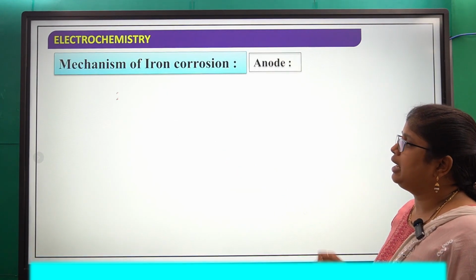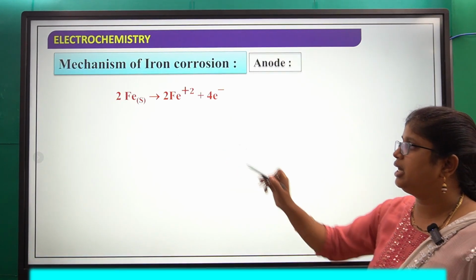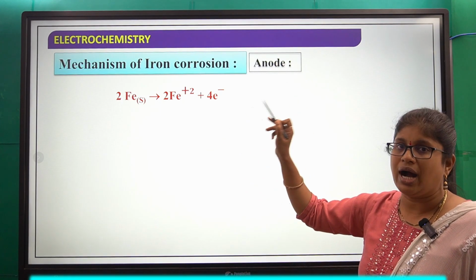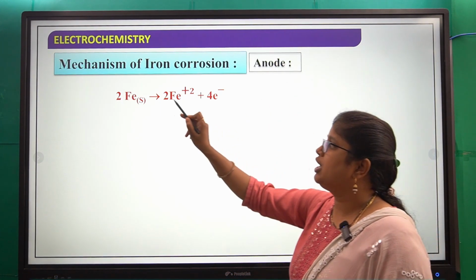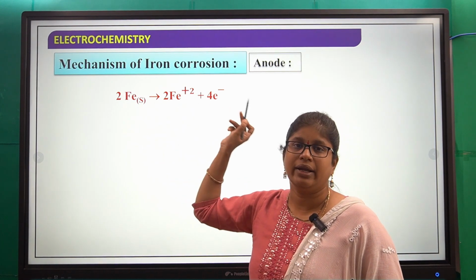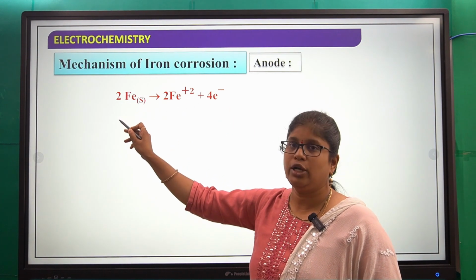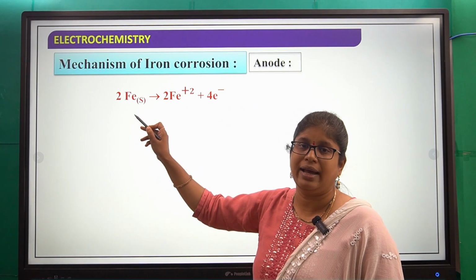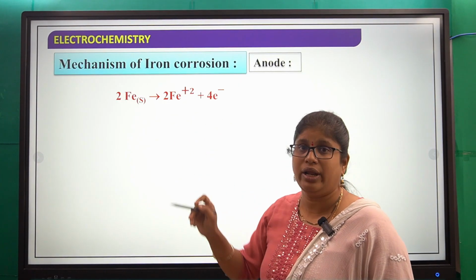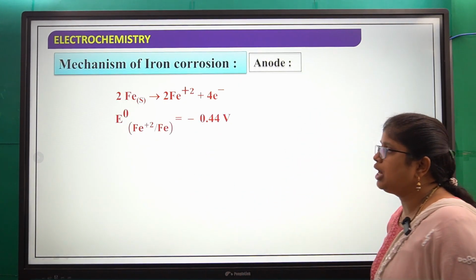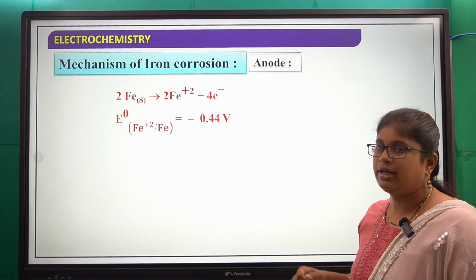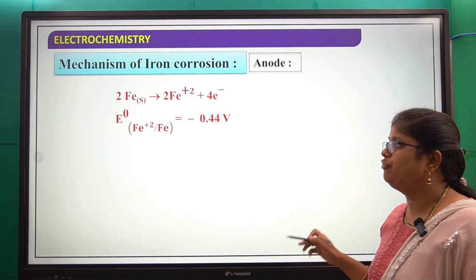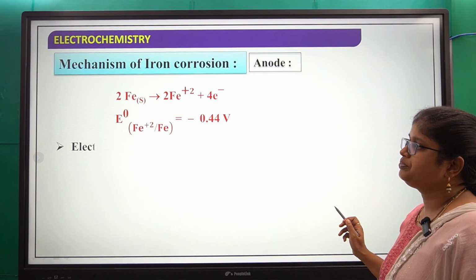Next, at the anode, what is the reaction here? Iron converts to iron plus 2, giving electrons. If we take one iron, we are getting 2 electrons. If you take two iron atoms, then we are getting 4 electrons. Now what is the electrode potential for this iron? That is minus 0.44 volts.